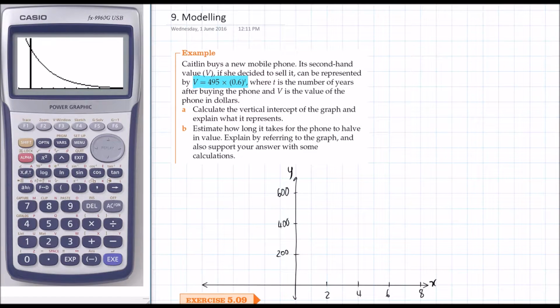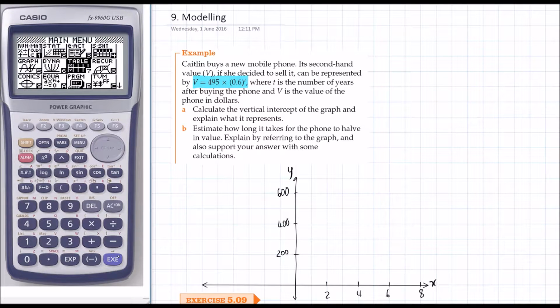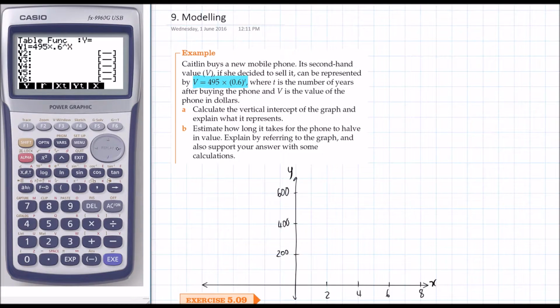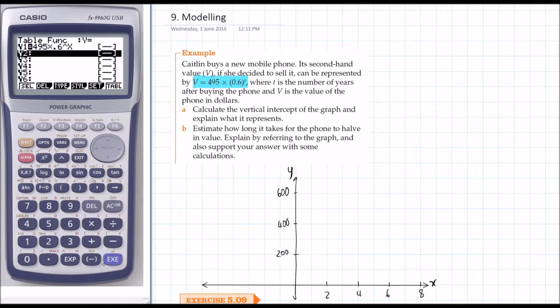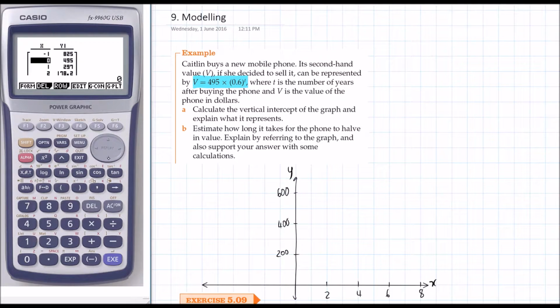So there's my graph. That's what it's going to look like, and so we'll go to table so that we can plot it on our screen, and we'll get our table to go from -1 to 8. And so at -1 it's off our graph, at 0, 495, which kind of makes sense, and I'll talk about that in a minute. So 1, 297, so just a tiny little slither under 300. 178, so around about there.